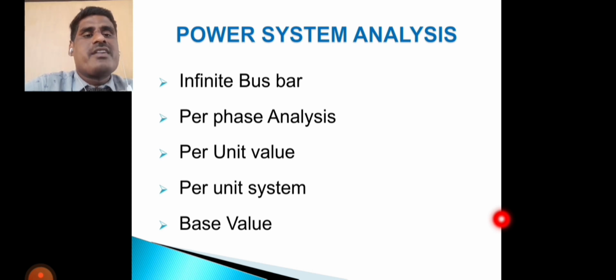How do we differentiate single phase and three phase? Three phase refers to the R, Y, B supply plus the neutral connection. Single phase is nothing but one phase and one neutral connection.